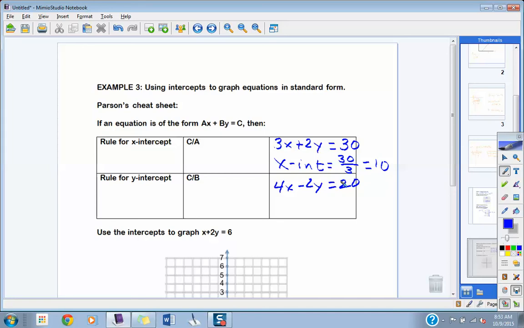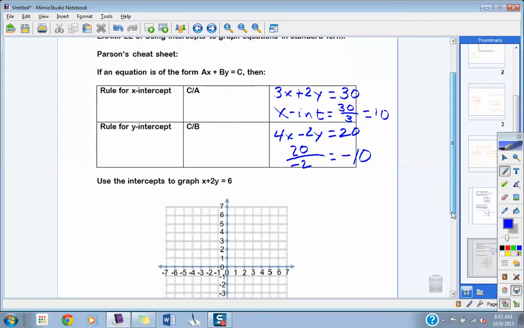To find the y-intercept for this graph, what are we doing? C divided by B. What is the C value? Be very careful on your B value, please. Is it 2 or negative 2? Negative 2. The signs preceding the A, B, and C values, you always take with them. So right in front of the B value of 2 there is a negative sign, so the B value is negative 2. What is 20 divided by negative 2? There you go.